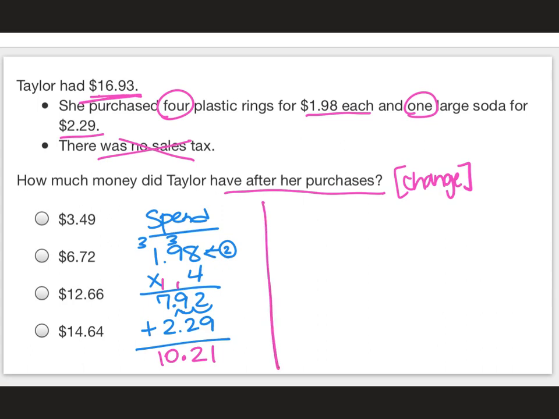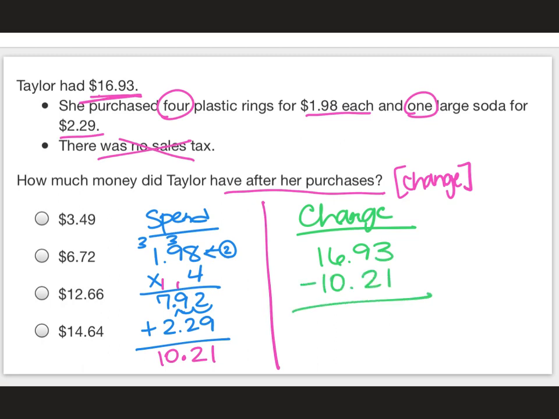So now we've got to figure out her change. What does she get back? How much will she have after all of her purchases? So she started with $16.93 and she spent $10.21. Using a little bit of common sense, if I know I'm doing 16 minus 10, I know that I'm definitely not going to have 12 or 14 left over. And I can do a little, without the decimal. 16 minus 10 looks like it's going to be 6. So I'm thinking it's the second choice. But I do always want you to work it out, and let's see what we get.